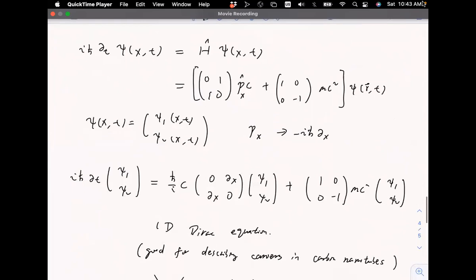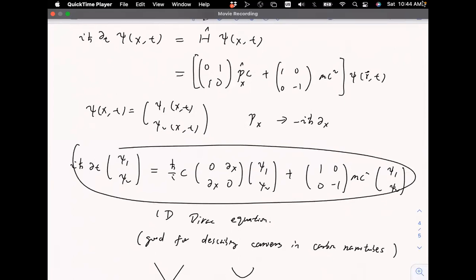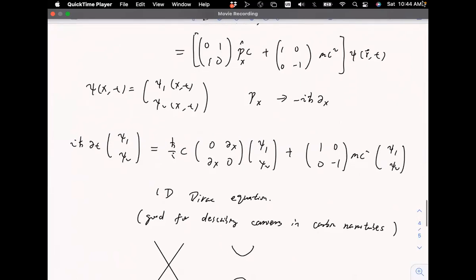Then of course this is x. So you can change this into the differentiation. Then you get what I got here. So this is the Hamiltonian of a 1D electron. The spin is already included. I'm not sure whether I can say this is the spin because it's a 1D system.